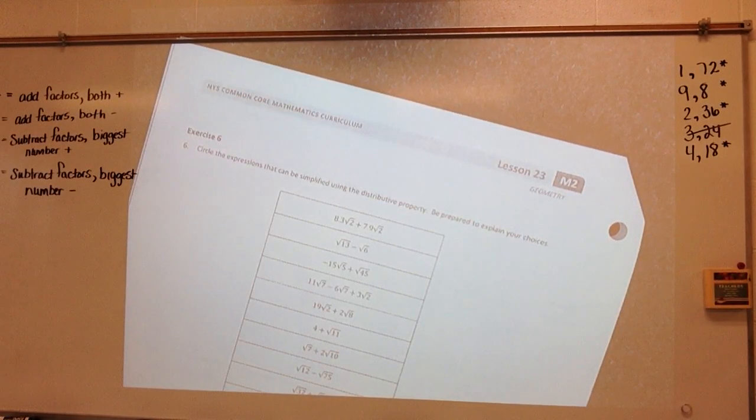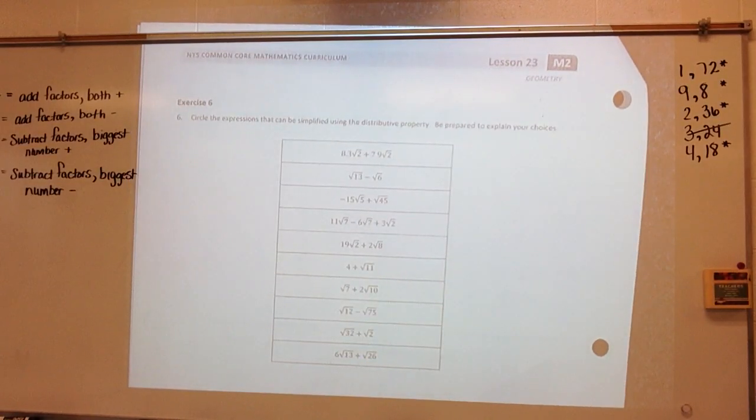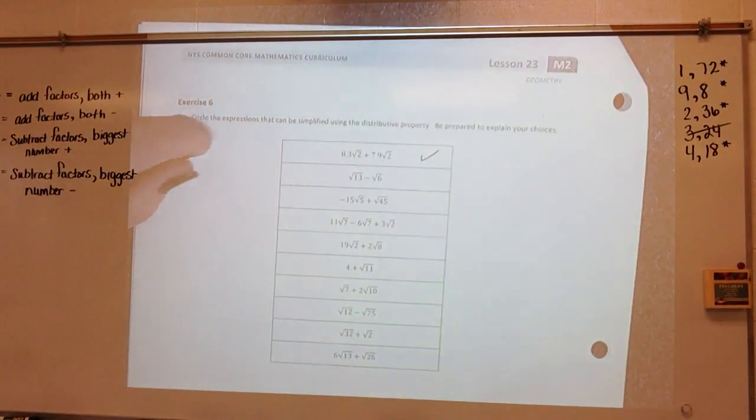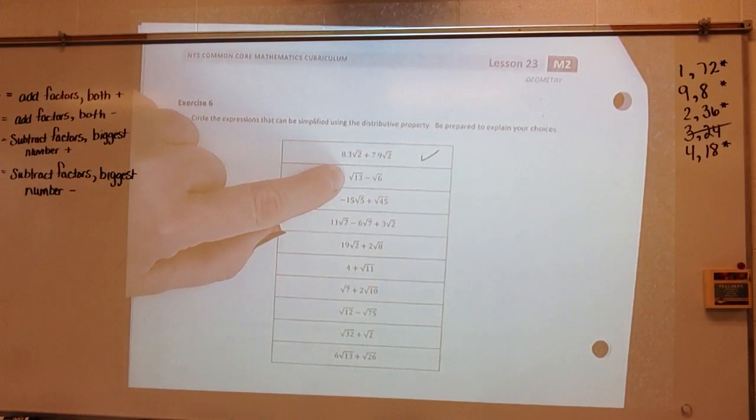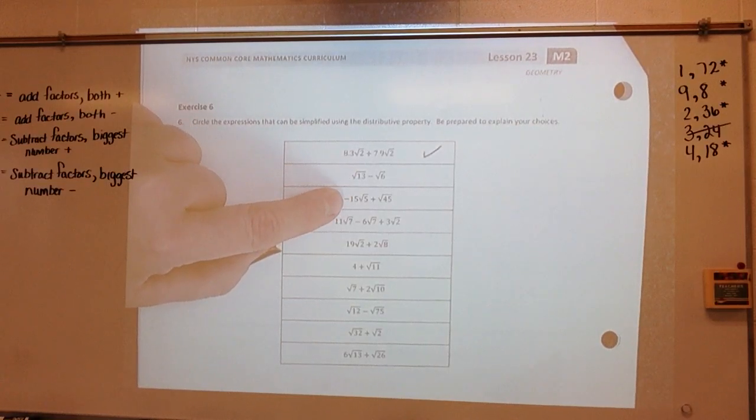So let's go ahead and look at this. We were looking at what expressions can be simplified using the distributive property. If I look at the first one, I can pull out the square root of 2. So this one can be simplified by using the distributive property. This one, I cannot simplify those in any way to get the same thing under the radical, so therefore I cannot do that. Let's look at this one.